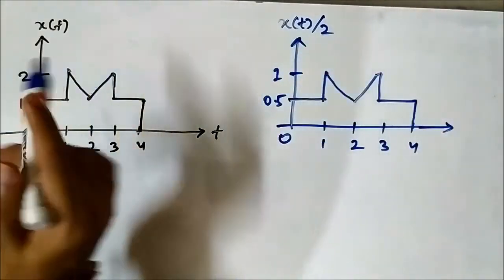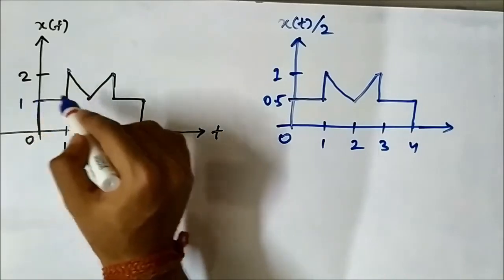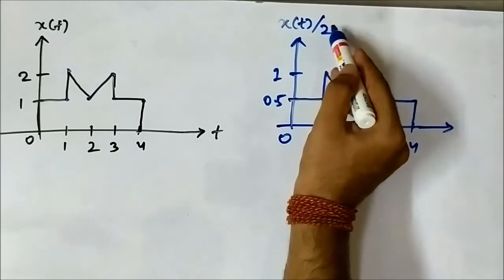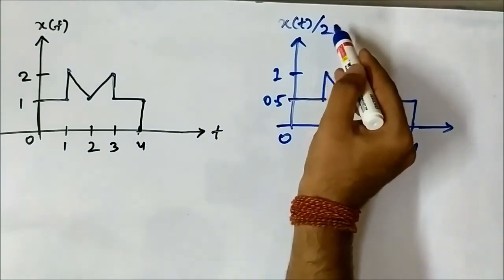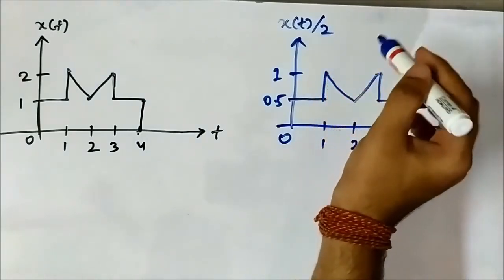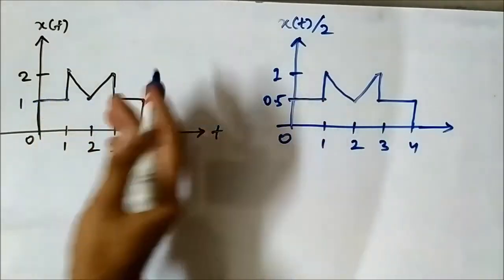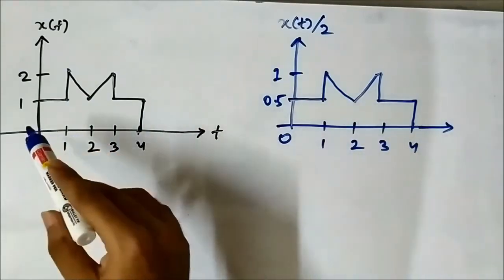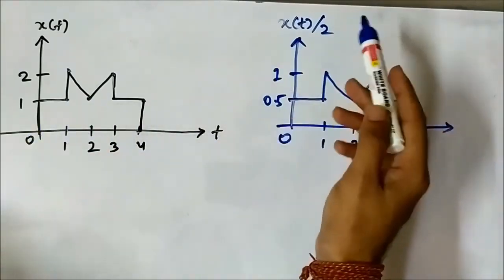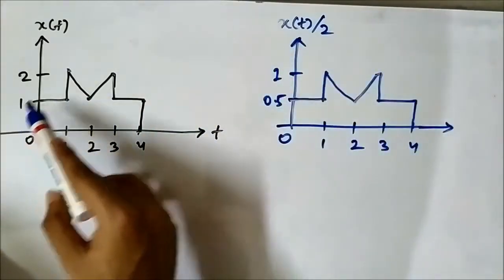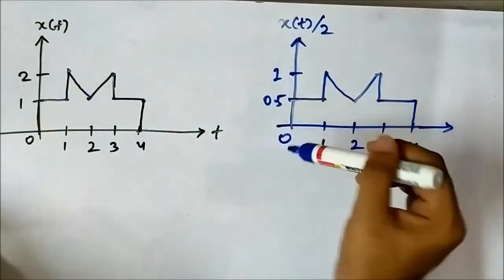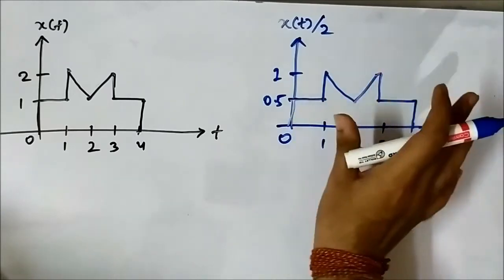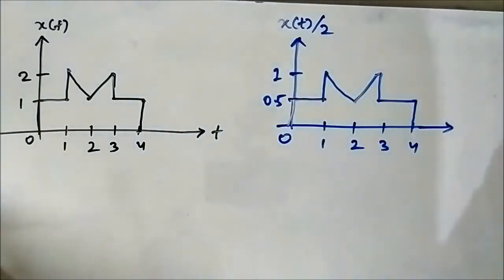Here we take the amplitude at different time instants and multiply it by the scaling factor. Here the scaling factor is 1/2, so we just do the same with the amplitude. 1 became 0.5, 2 became 1, and the same pattern is followed. The pattern stays the same, only the amplitude is decreased.